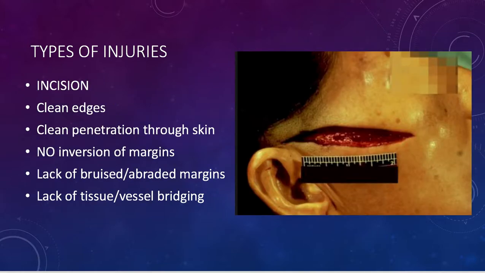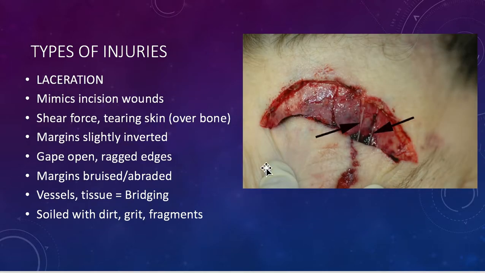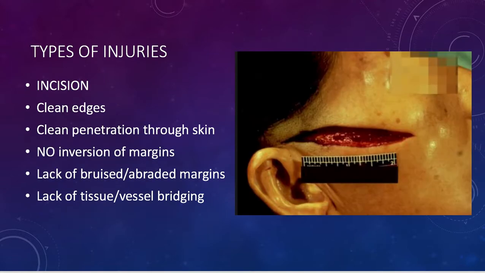This is an incision, so you've got clean edges, there's clean penetration through the skin, there's no inversion of margins. You can see the margins here are very clean. It's usually also linear. It can be different shapes. However, if you compare this, which is that shear, blunt, tearing force, to this, which is that clean incision line. Also, usually there's a lack of bruised or abraded edges.